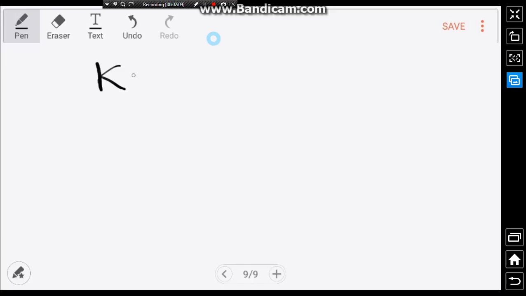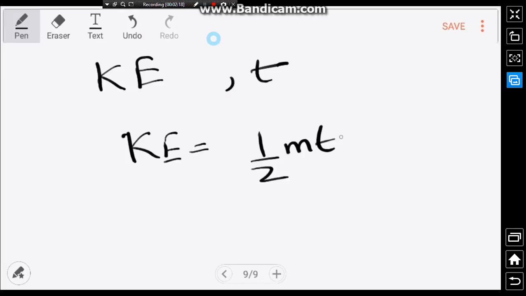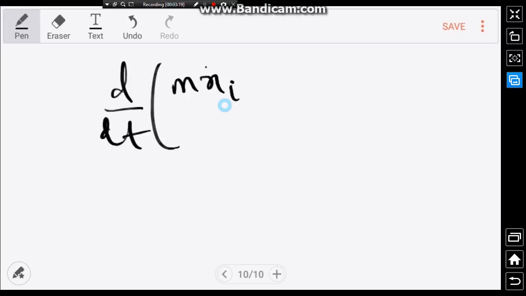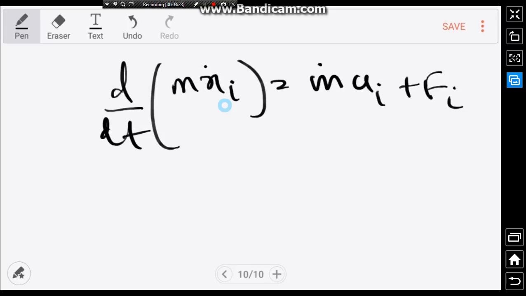Now, the kinetic energy of the rocket at any point of time t can be given by Ke is equal to 1 by 2 m of t into xi dot. Now, differentiating the equation, which is d/dt of m xi dot is equal to m dot ui plus fi.